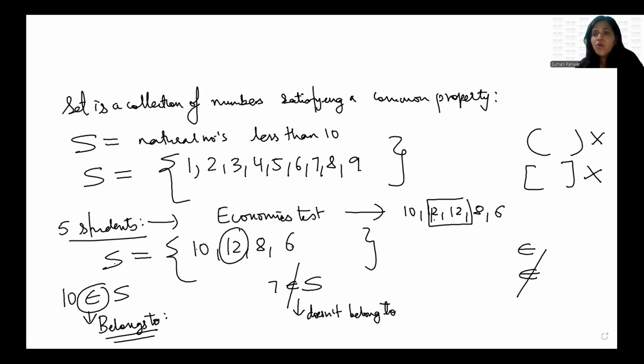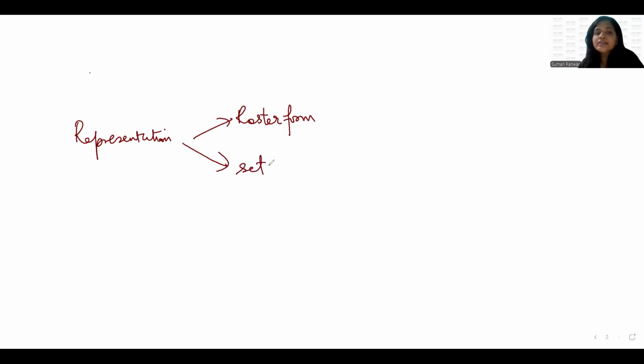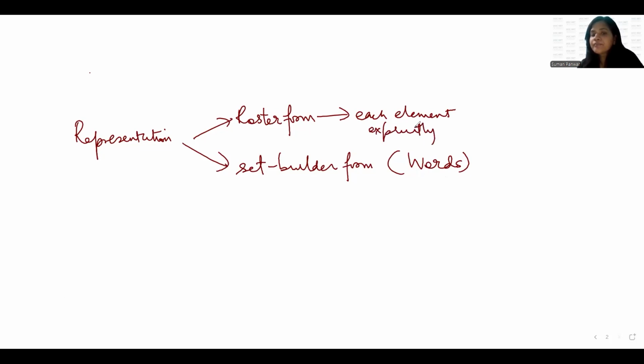All right. Now, a set is represented in two kinds of forms. So what is the representation of sets? One is the roster form, and one is called the set builder form. Set builder form, that means we have to use words or mathematical symbols. Okay. So what is a roster form? In roster form, you write each element explicitly inside the set.